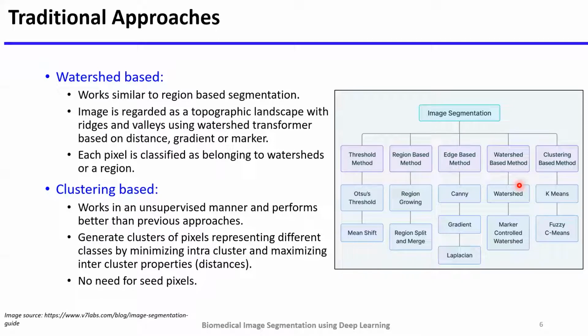Now, coming to the cluster-based approach, modern segmentation procedures that depend on image processing techniques generally make use of clustering algorithms for segmentation. It works in an unsupervised manner and performs better than previous approaches. Clustering algorithms perform better than their counterparts and provide reasonably good segments in a small amount of time. We do not need any seed pixel here. So this is all about the traditional approaches.